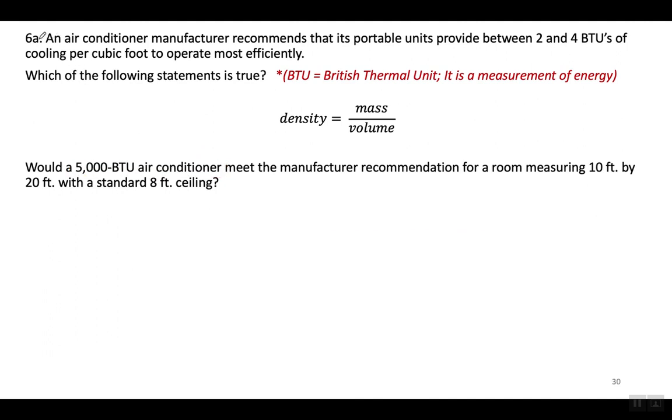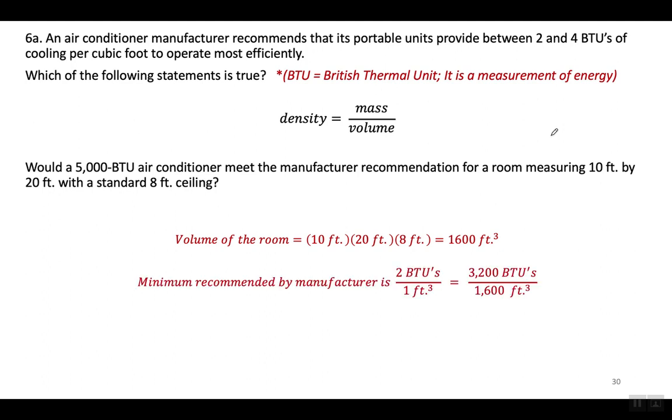I meant to put 6A, B, and C here. I'll fix that later. Would a 5,000 BTU air conditioner meet the manufacturer recommendation for a room measuring 10 feet by 20 feet with a standard 8-foot ceiling? First calculate the volume of the room. This room has 1,600 cubic feet. Now set up the proportion to check the minimum BTUs we would need for a room of this size. It's 3,200 BTUs.